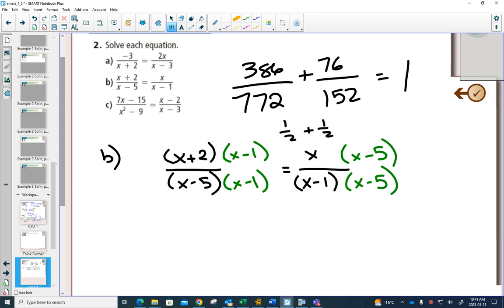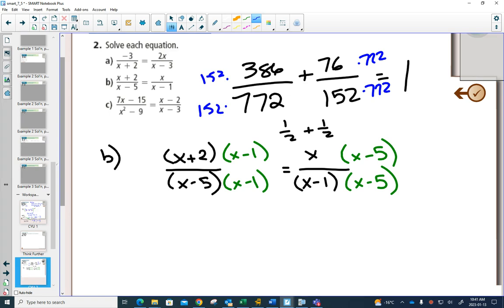As opposed to, and this is the danger in this unit, sometimes you will be tempted to do this. Ooh, I want to get a common denominator. I'm going to multiply this by 152 and this by 152, this by 772 and this by 772. Oh my goodness. Will you need a calculator? Absolutely. Will the numbers get huge? Absolutely. Could that cause you problems? Absolutely.